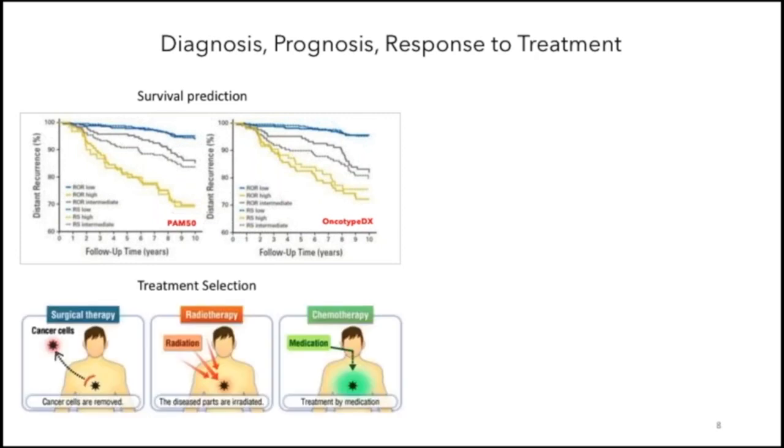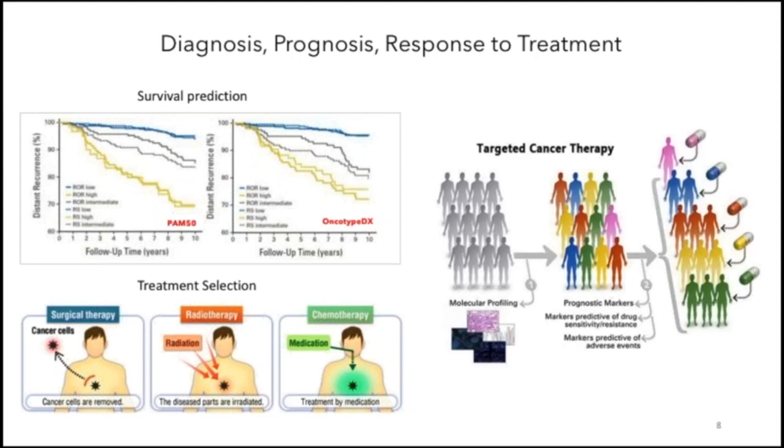The same approach is used to select treatment. By looking at the expression, we not only know the prognosis, but we also can select more aggressive or less aggressive treatment or combinations of treatment. And finally, we can also start looking at targeted cancer therapy, right? So how to not select a generally toxic treatment that kills some cell division, but also select something that interacts with a specific pathway. Obviously we need to select which pathway that is.